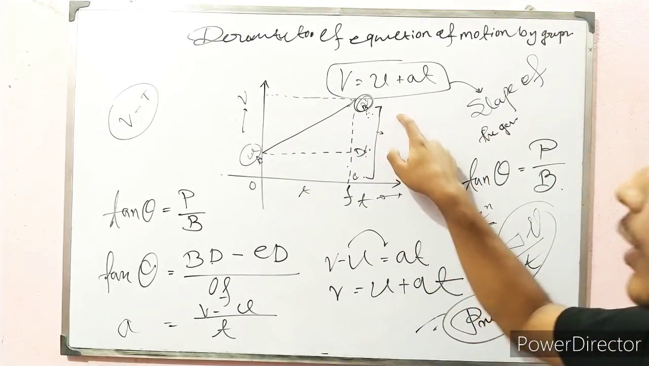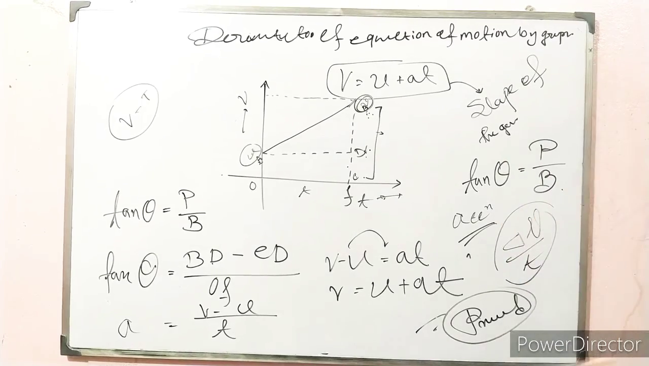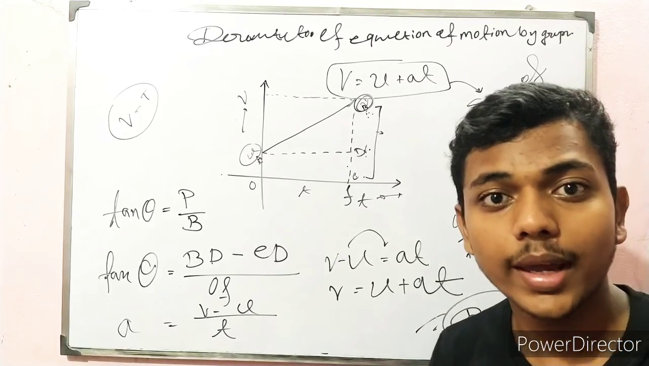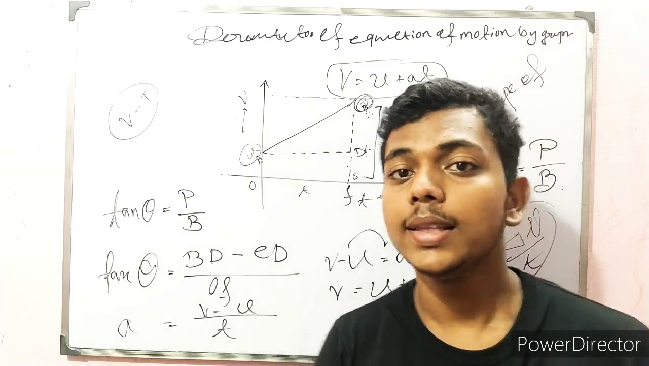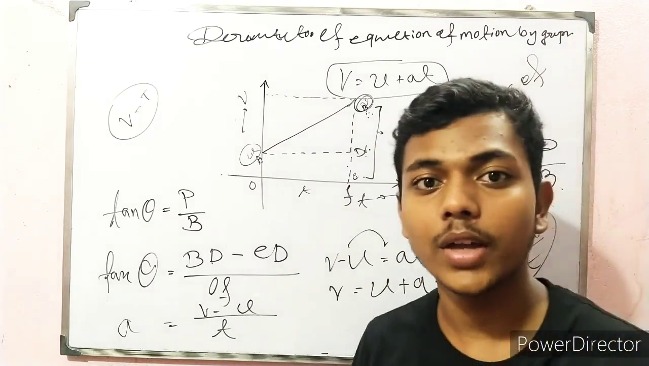So today we will prove this equation, and in the next part of the videos we will prove s = ut + ½at² and v² = u² + 2as. These are the three equations of motion that we can prove in this series, and that is the derivation of equations of motion by graphical methods.